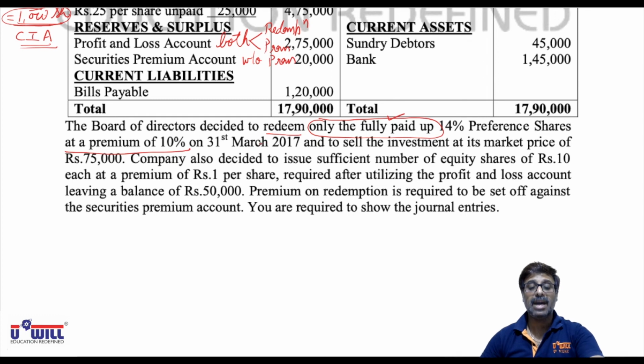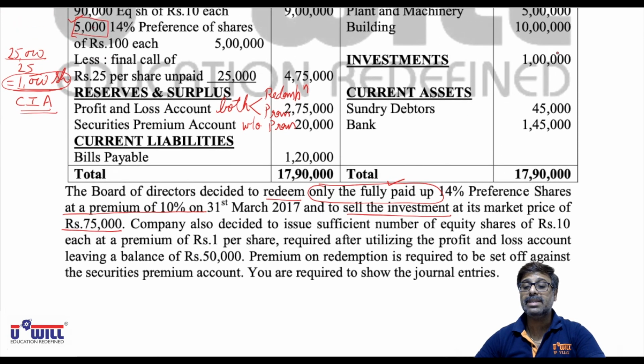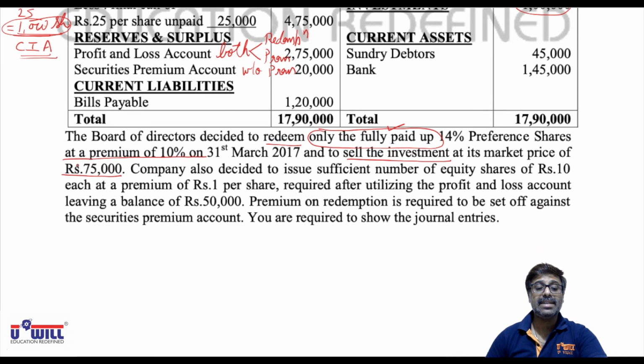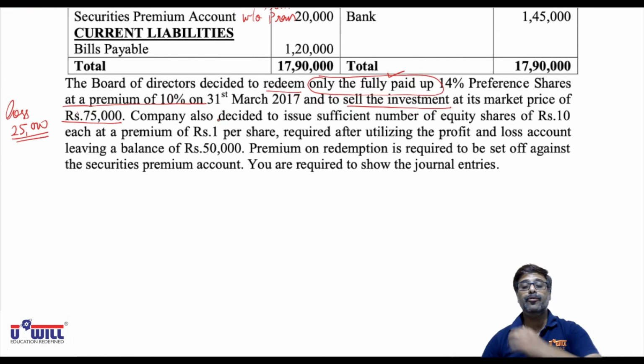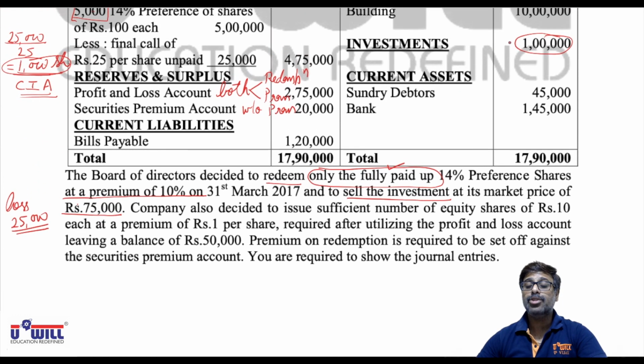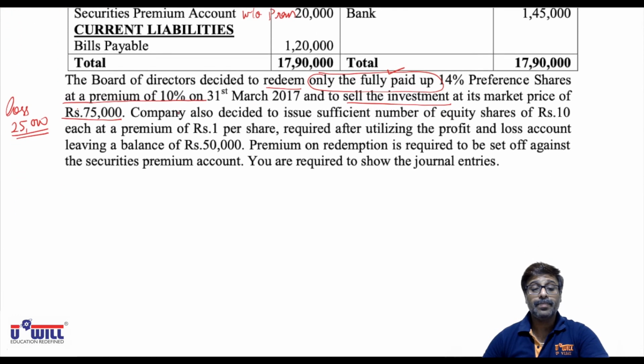On 31st March 2017, and to sell the investments at its market price of rupees 75,000. Investments are 1 lakh, sold at 75,000, which means there is a loss of 25,000. So the very first journal entry that will come is bank account debit 75,000, profit and loss account debit with the loss of 25,000, and to investments account 1 lakh.